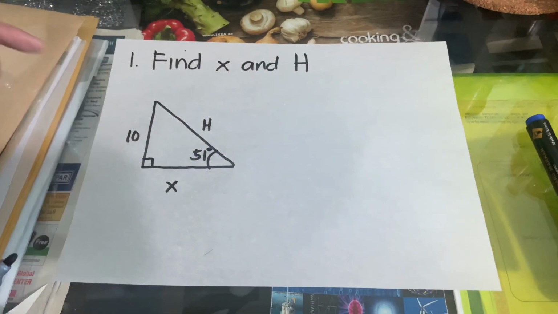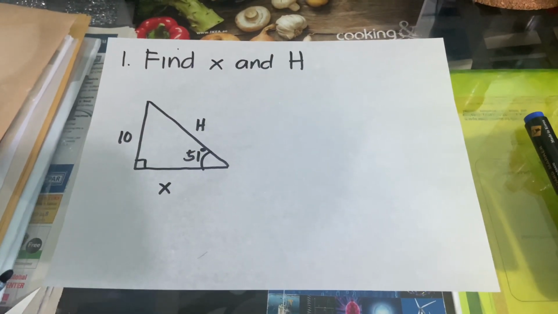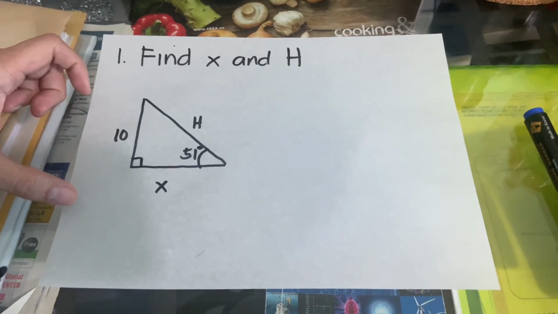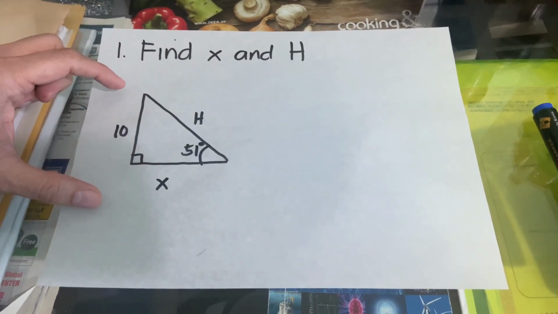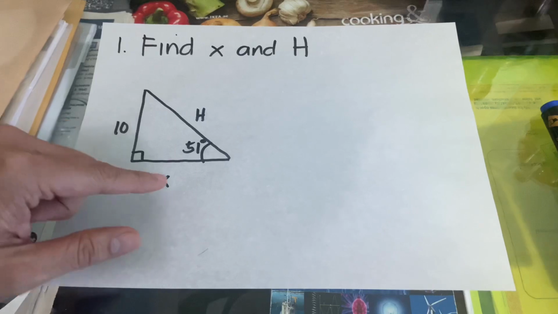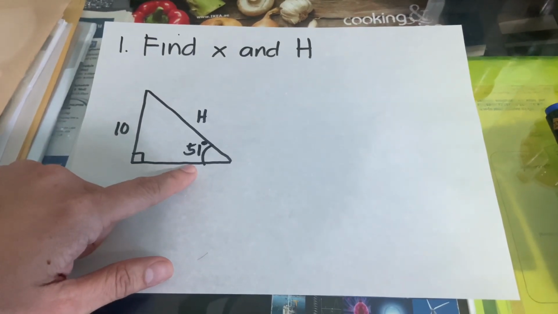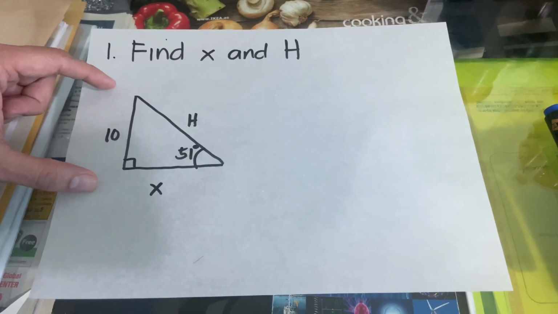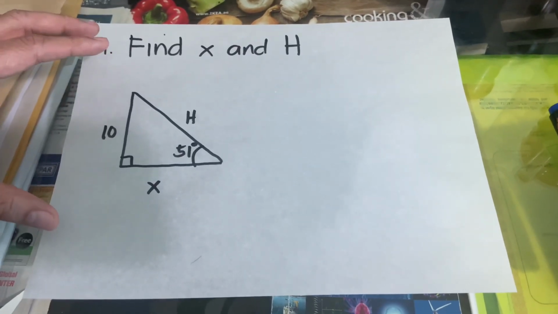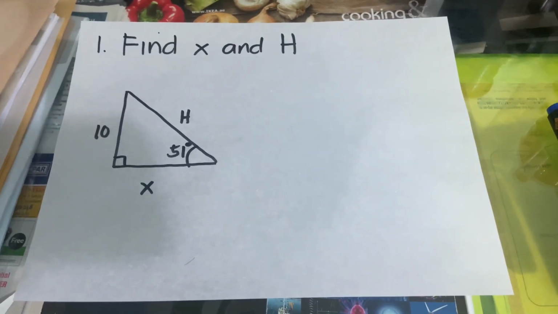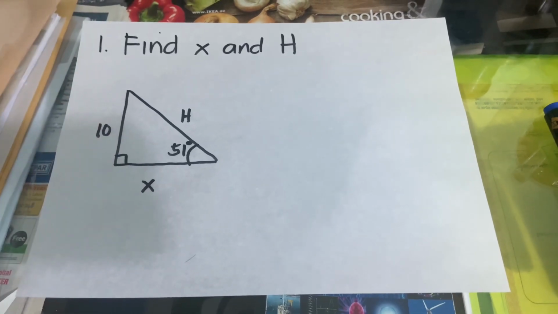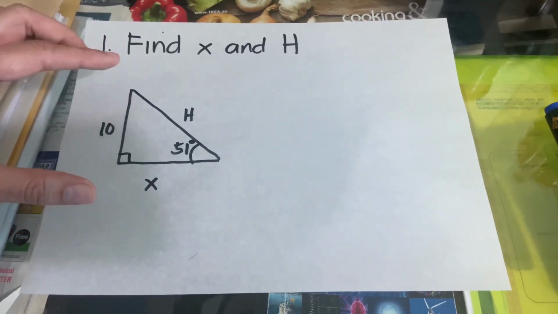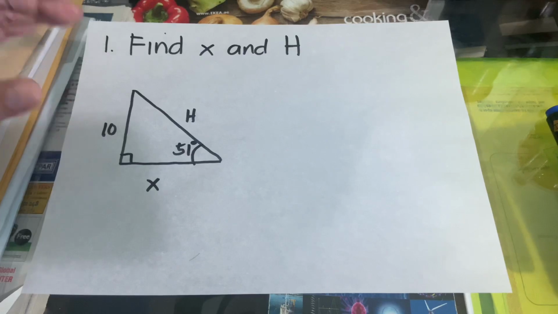Okay, so this is the first assignment, or first item. We are asked to find the value of x and h in this right triangle. We are given this reference angle here, which is 51 degrees, and the altitude of the right triangle, which is 10. What's good about SOHCAHTOA is that as long as you have 2 givens, you can find all other unknowns, like the other side or the other angle.